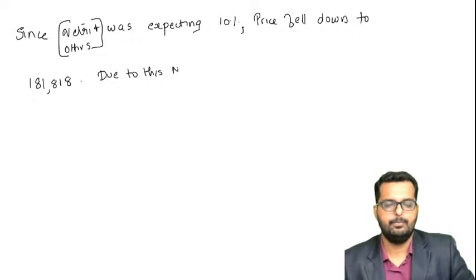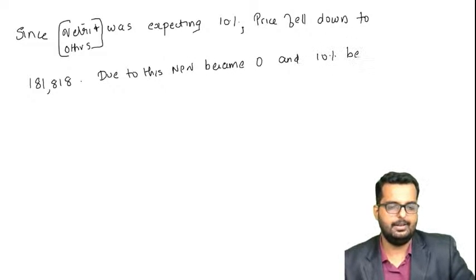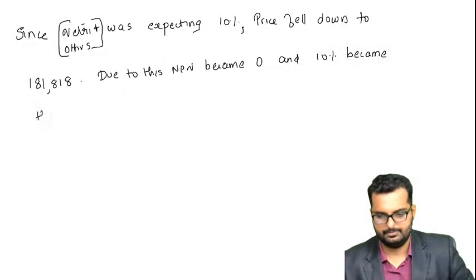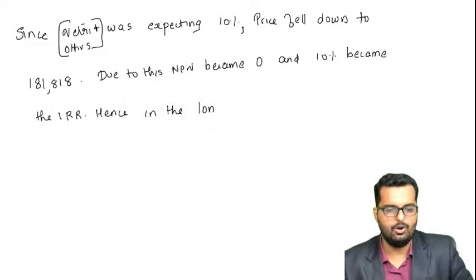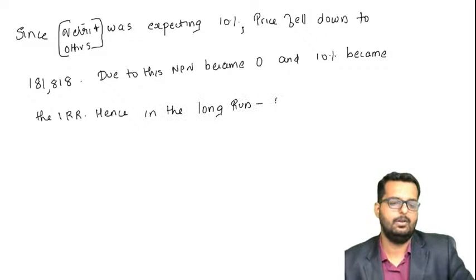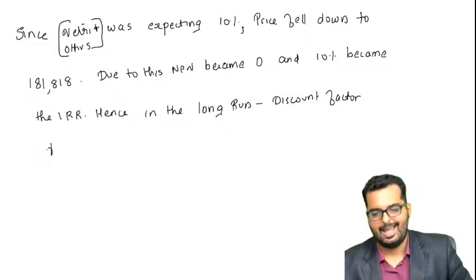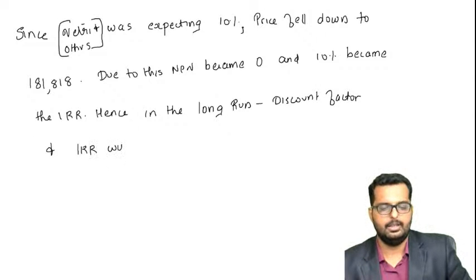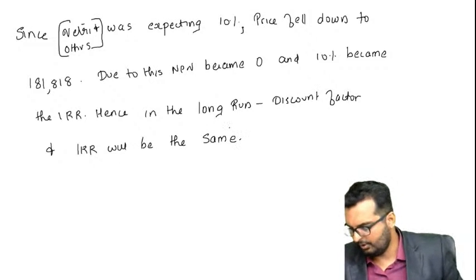Due to this, NPV became 0 and 10% became the IRR. Hence, we can conclude that in the long run, discount factor and IRR will be the same. Can you please write down this in your books and finish it off?